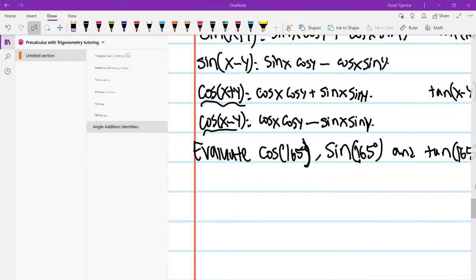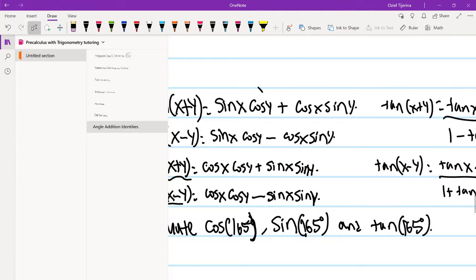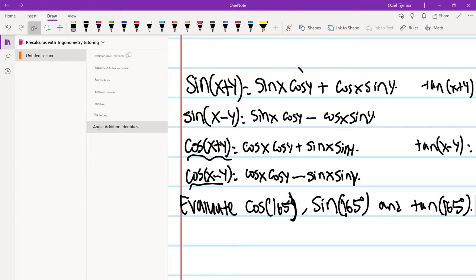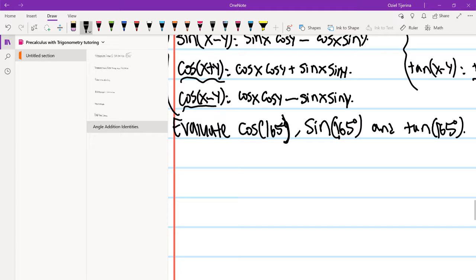So, hey everyone, in this video we're going to be doing the angle addition formulas. These are the angle addition formulas for sine, cosine, and also tangent. So for example, we want to do, so this is one of them.